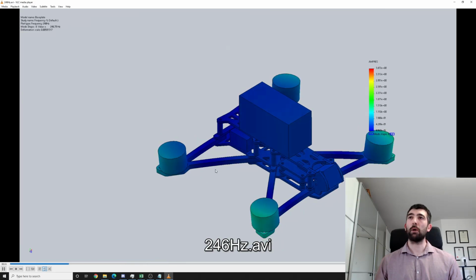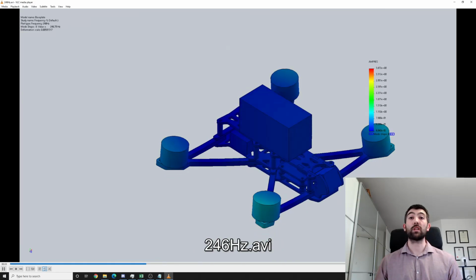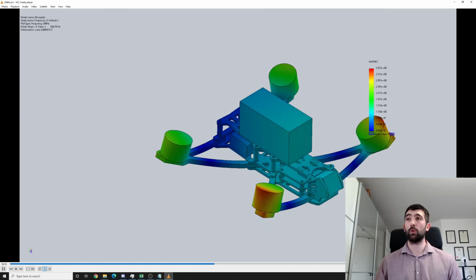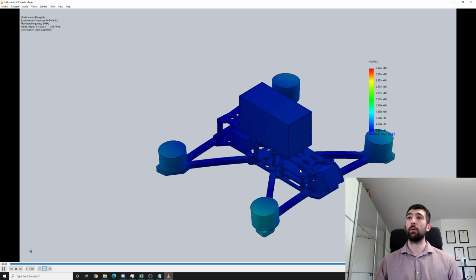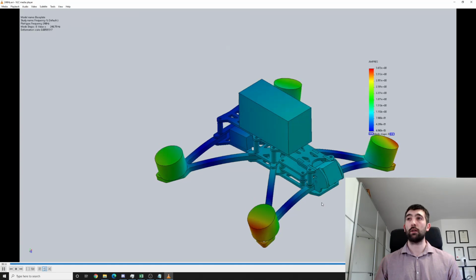If we look at the second mode, we have this bouncing mode, really similar to what we saw with the Source One, where the motors bounce up and down and the body of the quad moves in the other direction.